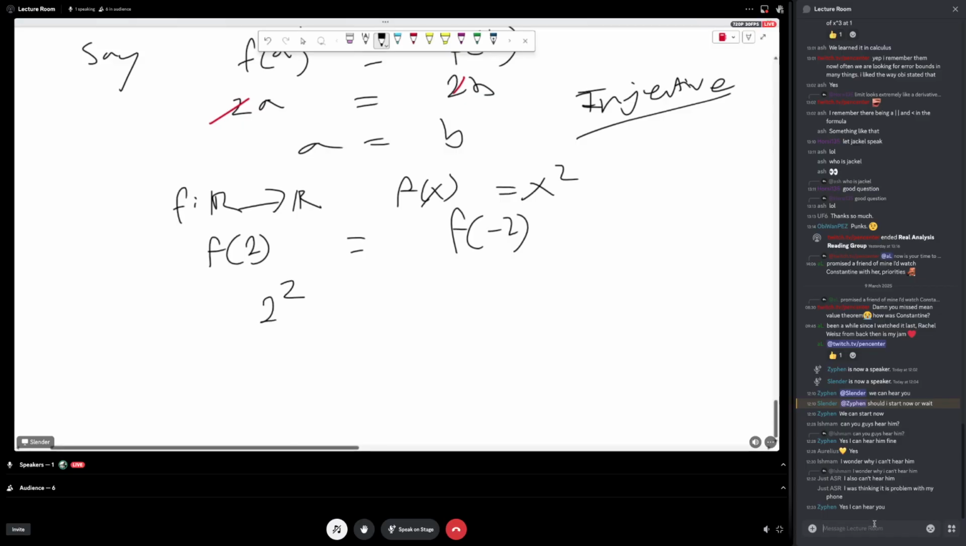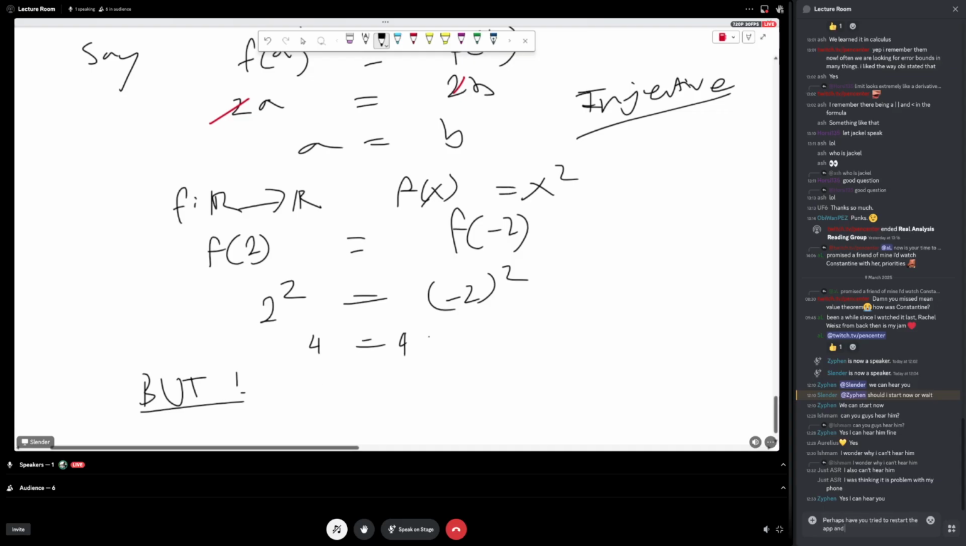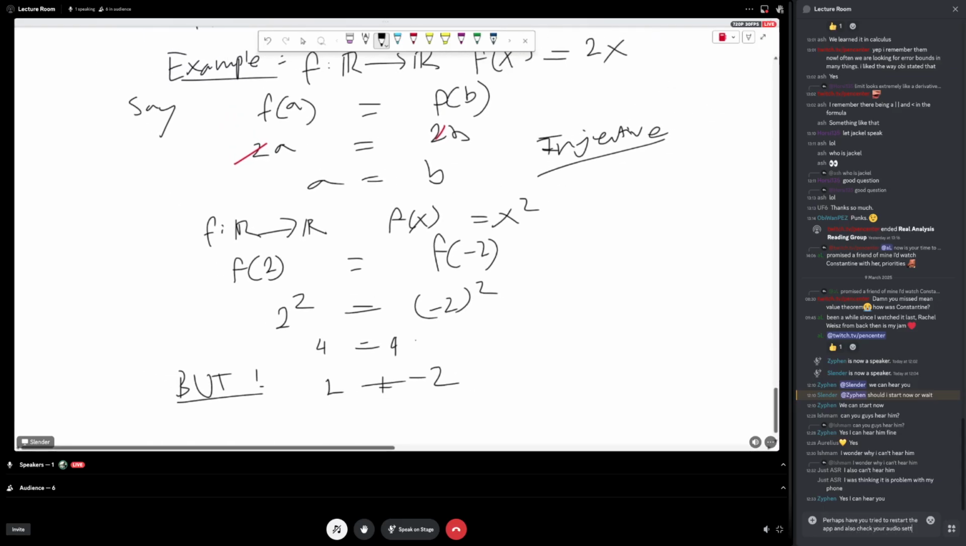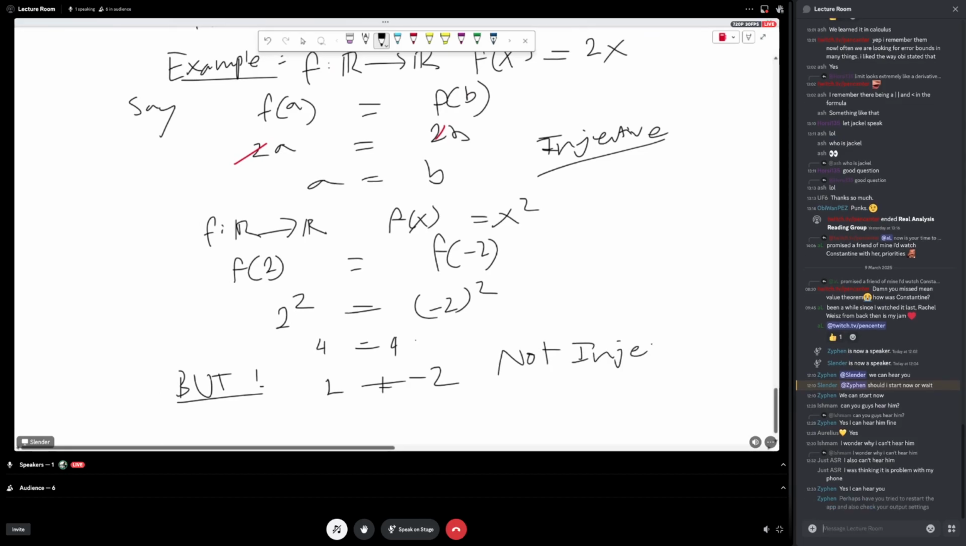So this is 2 squared is equal to negative 2 squared. So 4 equals 4, so these two are equal. But 2 is not equal to negative 2. So this function is not injective, but it is what we call surjective.